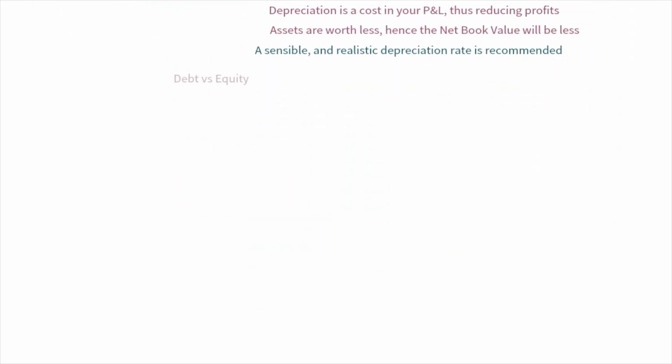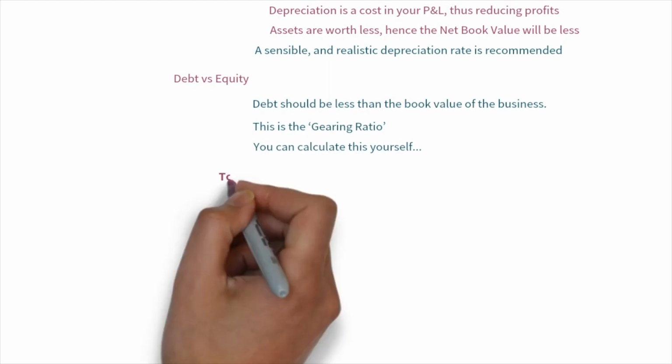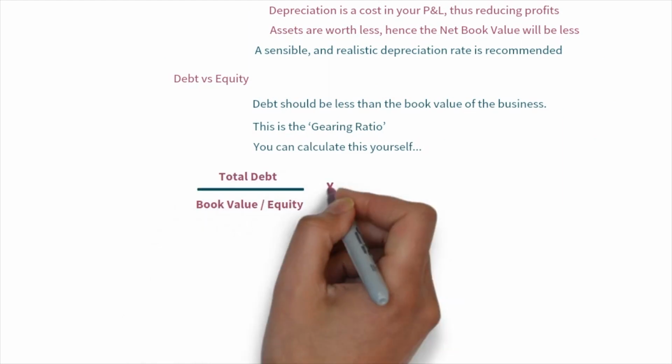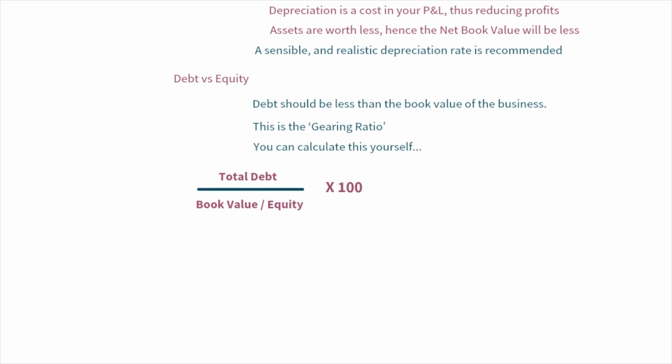Debt versus equity. As a general rule, don't take on levels of debt in excess of the book value of the business. This is a key ratio that lenders look at. It's called the gearing ratio. It's something you can easily calculate yourself by dividing total debt by the book value or equity multiplied by 100. Although it's called a ratio, it's generally expressed as a percentage.